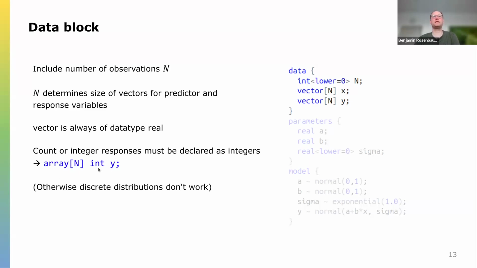So you have to specify that it is integer, and you can do this by defining an array of length n which contains integer values. Otherwise, Stan will not be able to calculate probability density values for this discrete distribution, like binomial or Poisson.